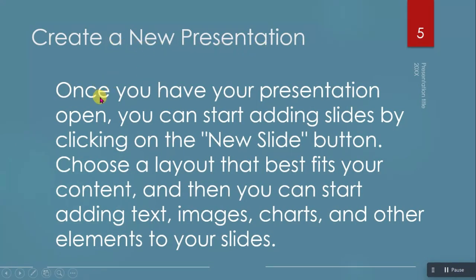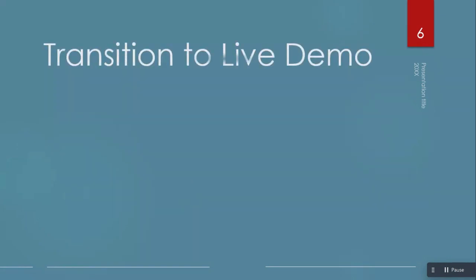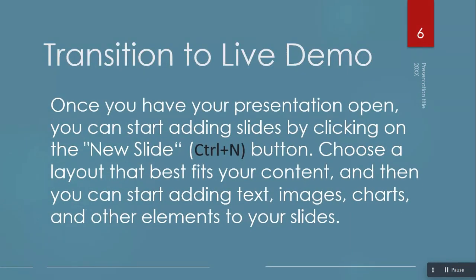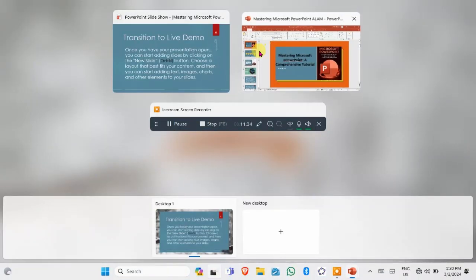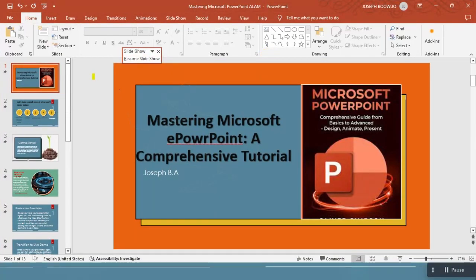Now we want to look at the next thing. We create a new presentation. Once you have your presentation open, you can start adding slides by clicking on the New Slide button. You can choose a layout that best fits your content, and then you can start adding text, images, charts and other elements that you want to put in your presentation. So one thing you can do is to create a new slide altogether by pressing Ctrl+N, or you go to the slide groups as we have explored.